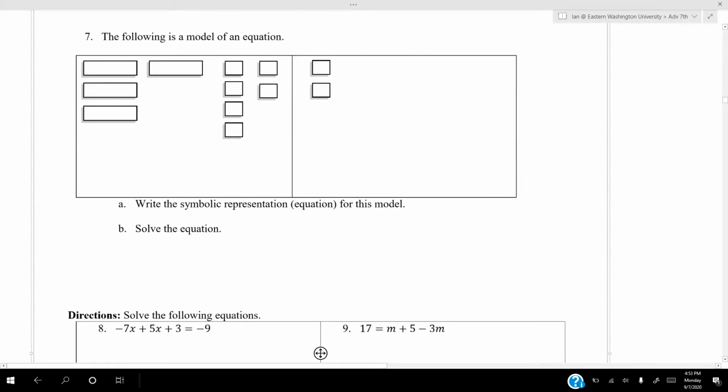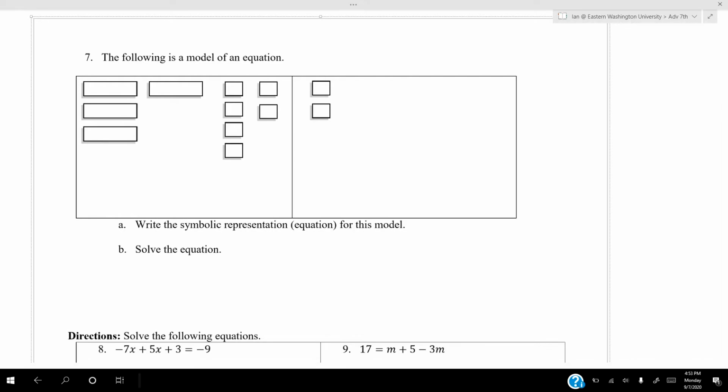So number 7, the following is a model of an equation. Write the symbolic representation or the equation for this model. So how many x bars do we have? So we have 3x plus another x plus 1, 2, 3, 4, 5, 6 is equal to 2.